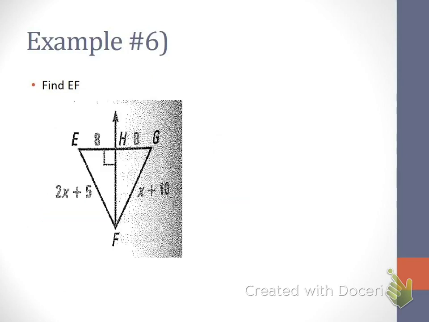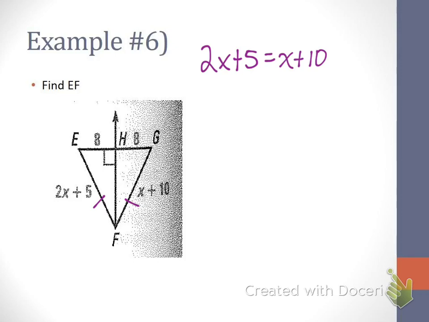Okay. Last problem. Do we have an angle bisector or a perpendicular bisector? Good, we have a perpendicular bisector. We see the right angle. EH and GH are both marked with 8. So we know that that is a bisector of that segment, which means that EF and GF also need to be congruent. So my equation is, good, 2x plus 5 equals x plus 10.